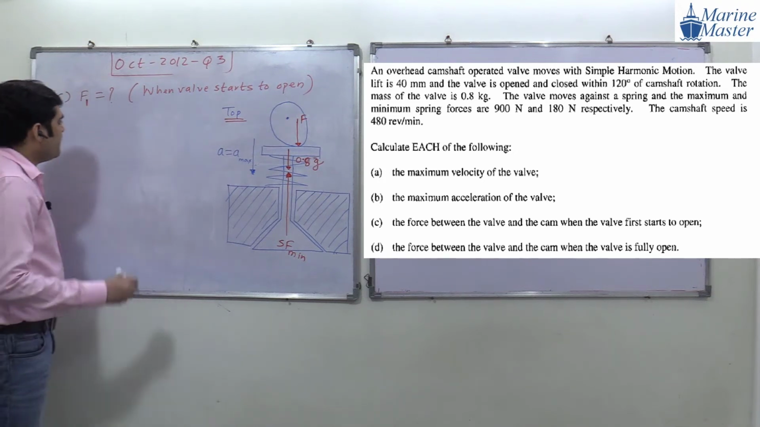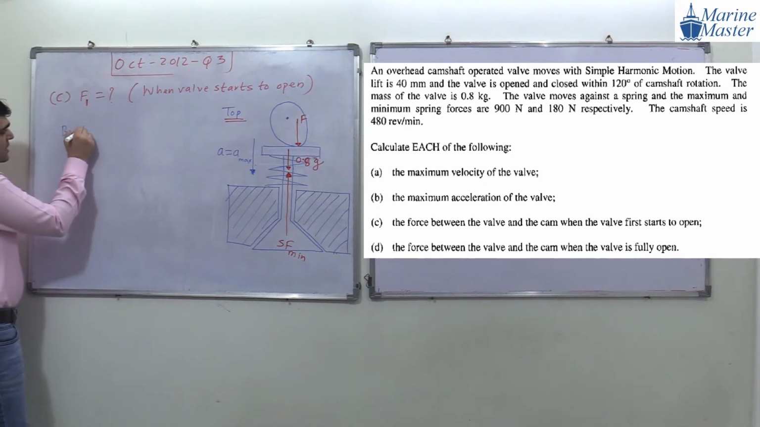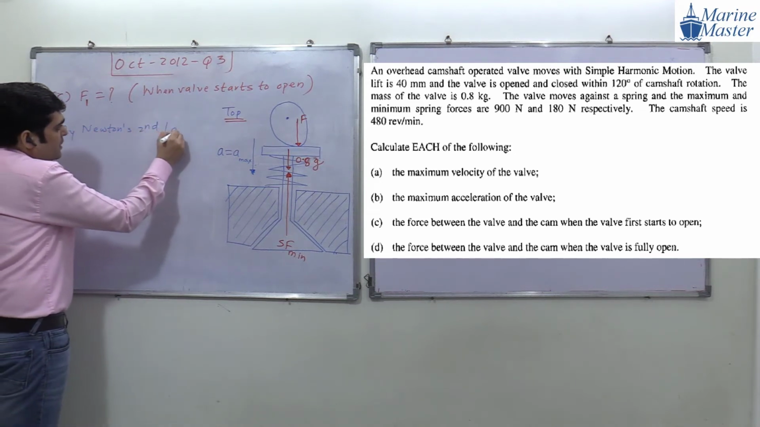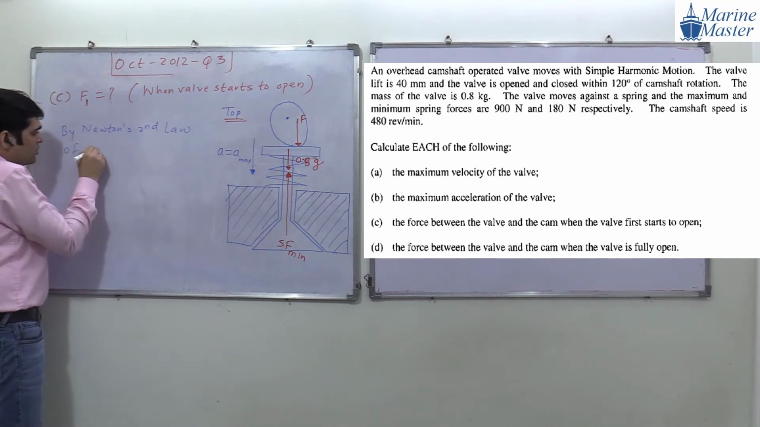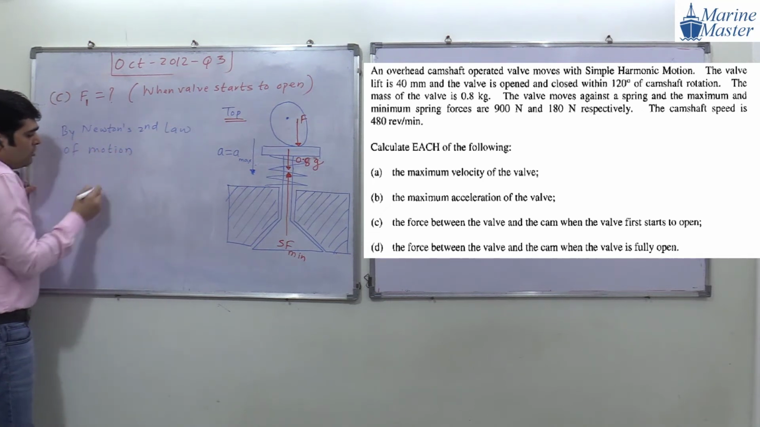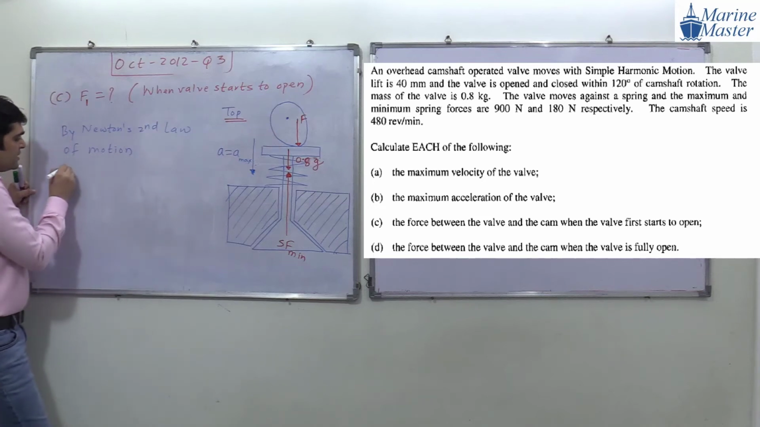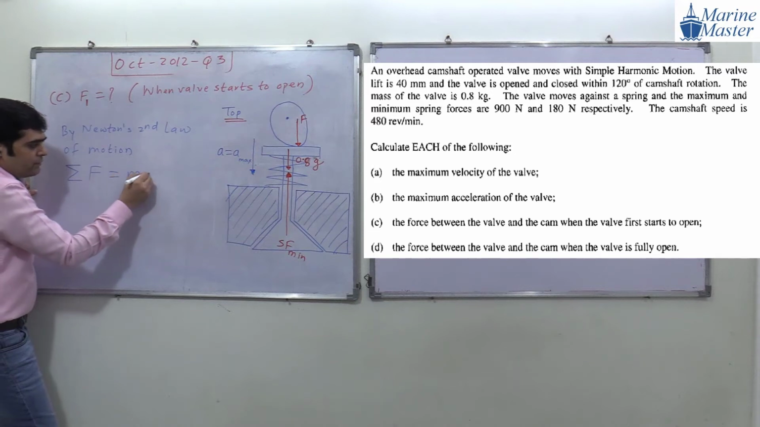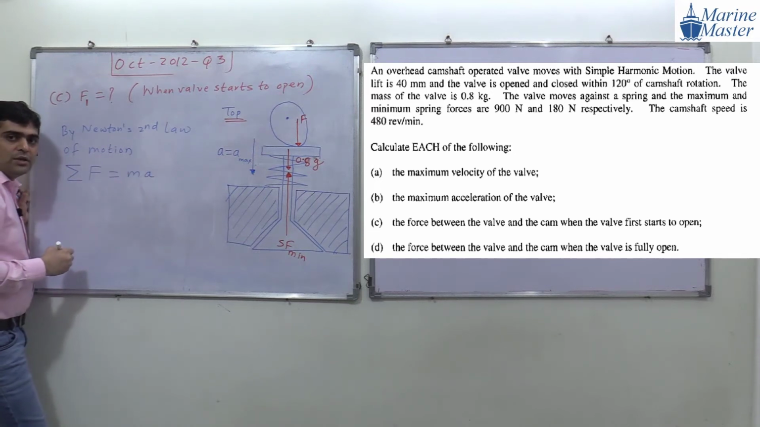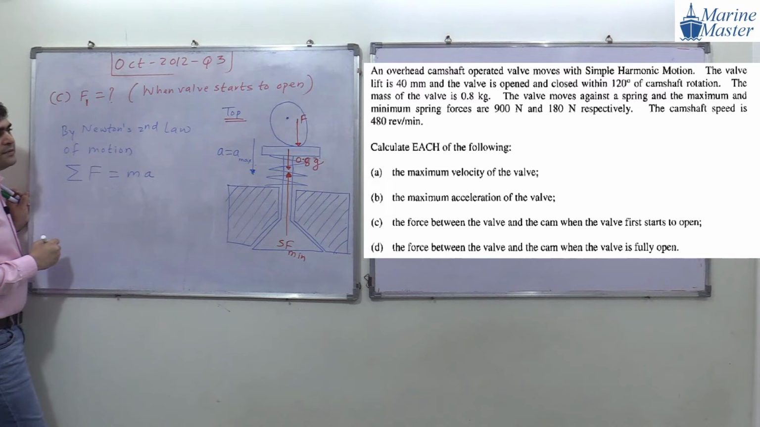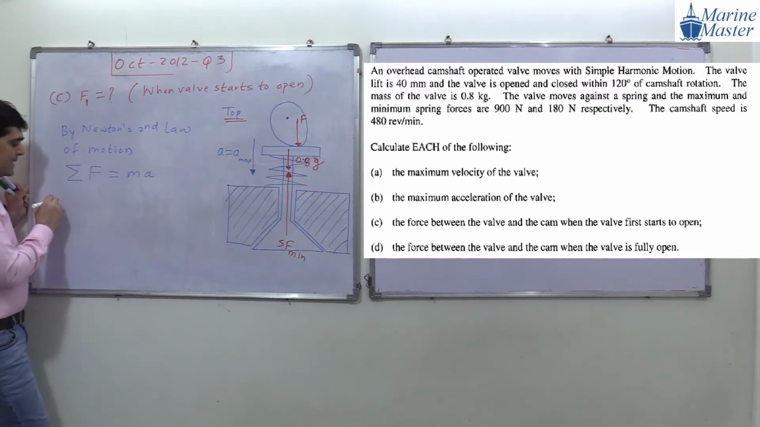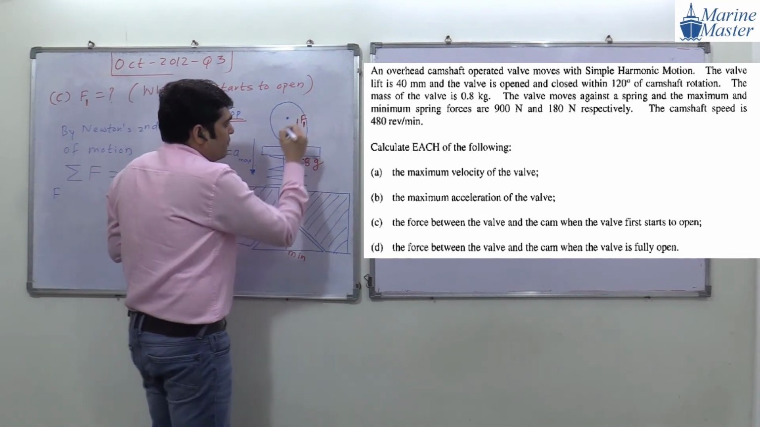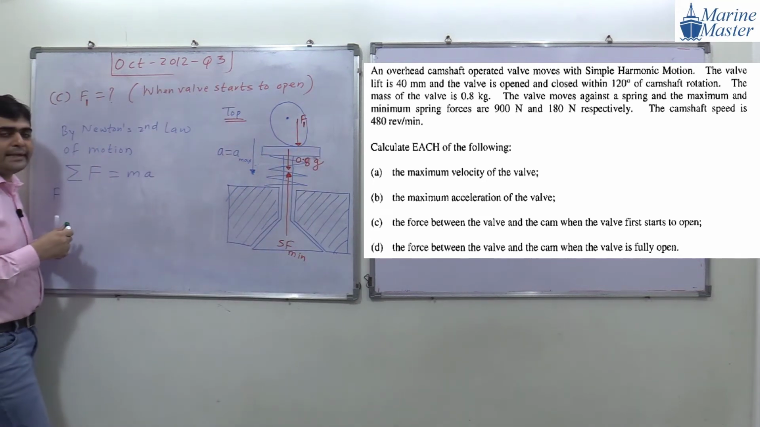So by our most favorite thing of mechanics, by Newton's second law of motion, the summation of force is equal to mass into acceleration. So what are the forces here? Forces in the direction of acceleration. First of all, we will name this force F1. That is our target, the force between the wall and cam.